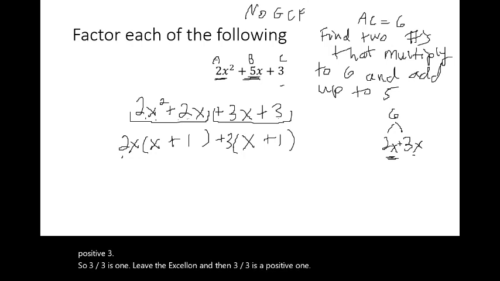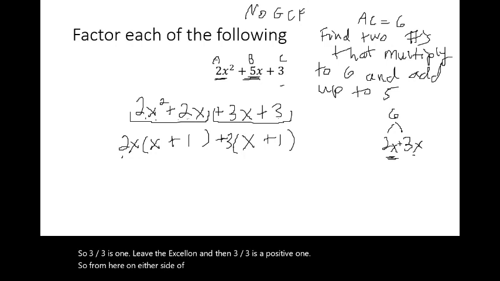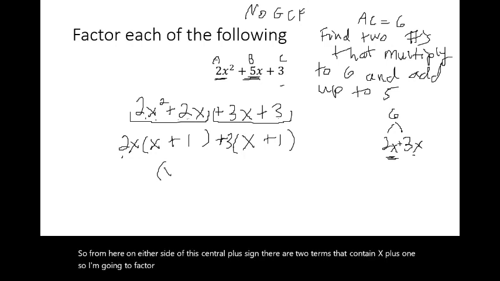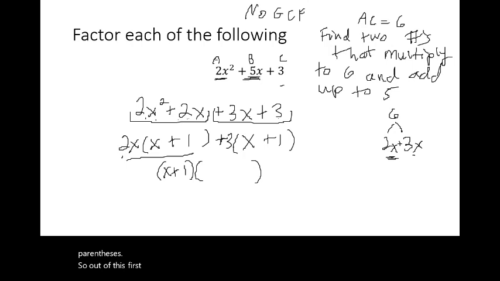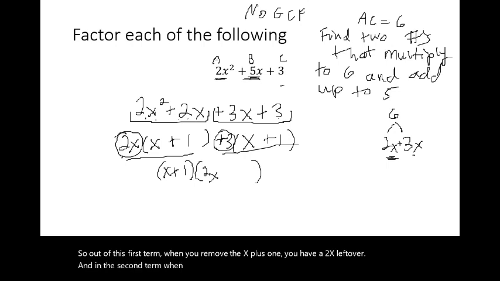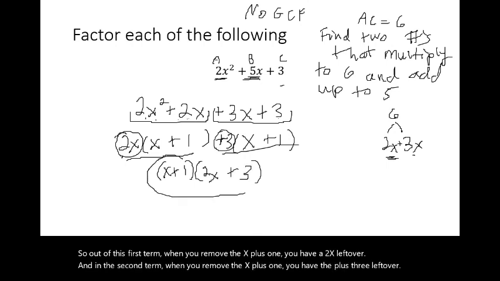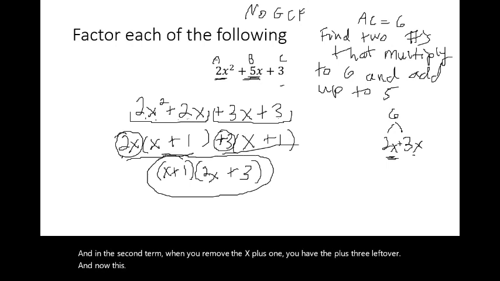So from here, on either side of this central plus sign, there are 2 terms that contain an x plus 1, so I'm going to factor out a parentheses x plus 1 and put the leftovers in another set of parentheses. So out of this first term, when you remove the x plus 1, you have a 2x left over. And in the second term, when you remove the x plus 1, you have the plus 3 left over. And now this is fully factored.